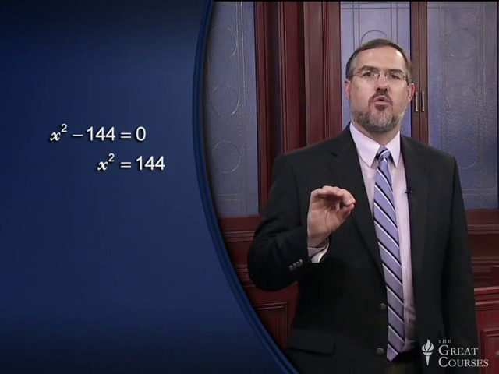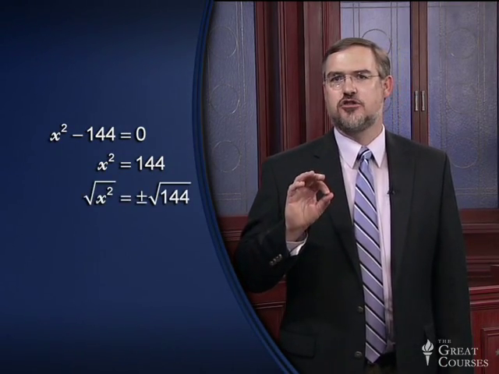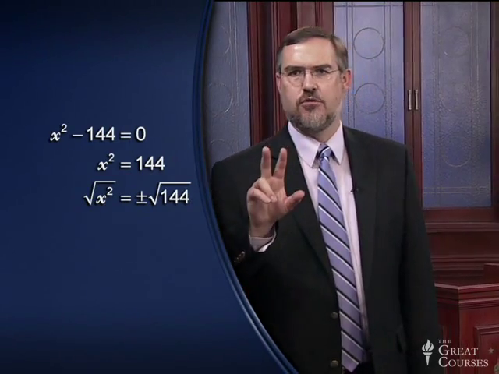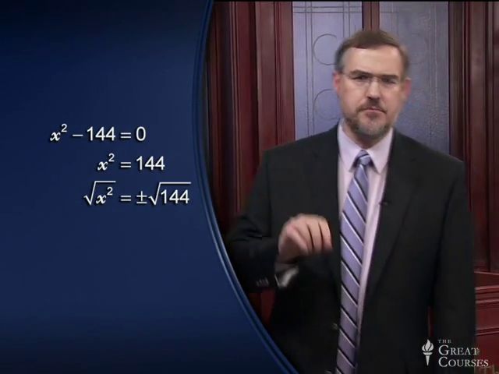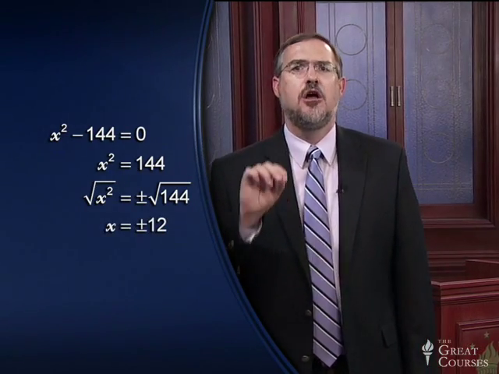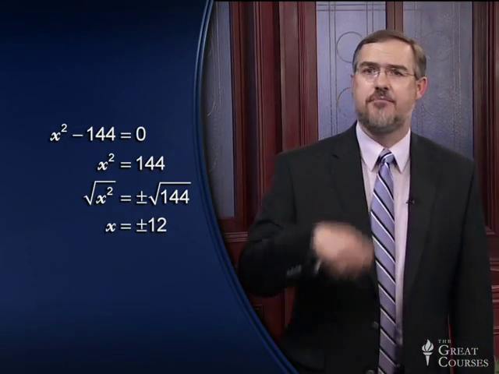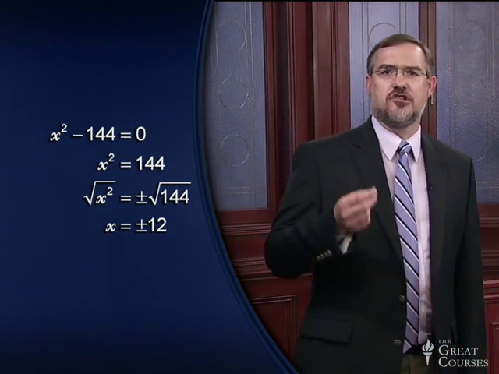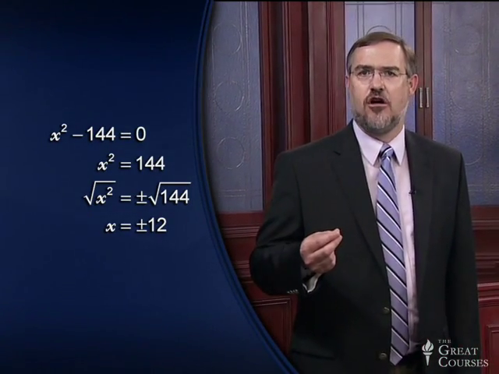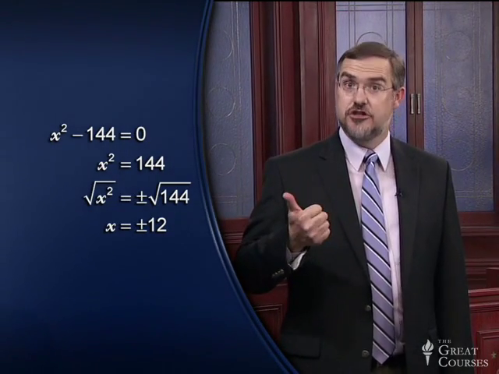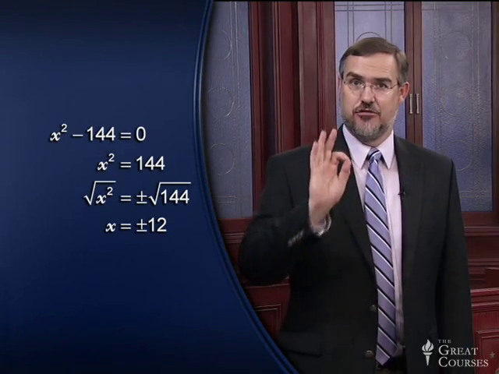I now take the square root of both sides, and I'll have square root of x squared equals plus or minus square root of 144. And when I simplify that a bit, I'm going to have x equals plus or minus 12, because 12 squared equals 144. So the two solutions of this original equation are x equals 12 and x equals negative 12. Did you get those answers? If you did, you're in great shape.